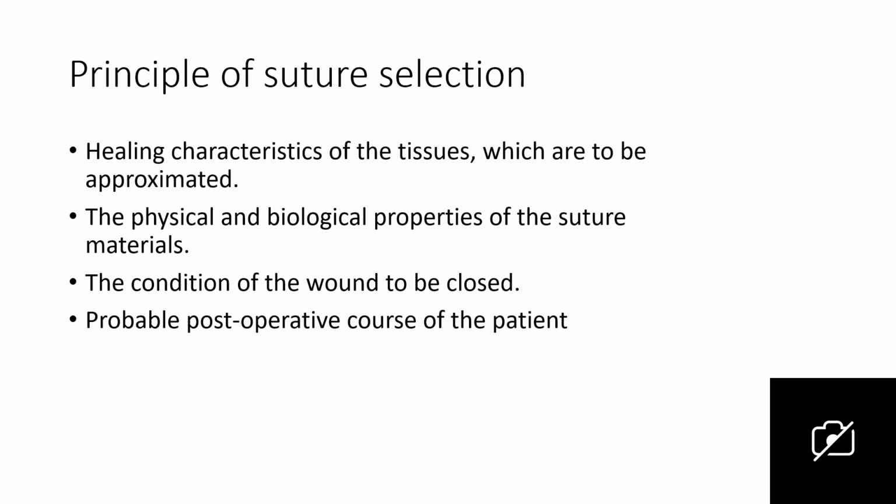Okay, principles of suture selection, it depends on the healing characteristic of the tissues. Whether it's the skin or the subcutaneous tissue or the muscle or the tendon or the nerves which are approximated. The physical and biological properties of suture material also will give indication towards what type of sutures to be selected. The condition of the wound to be closed, the probable post-operative course of the patient.